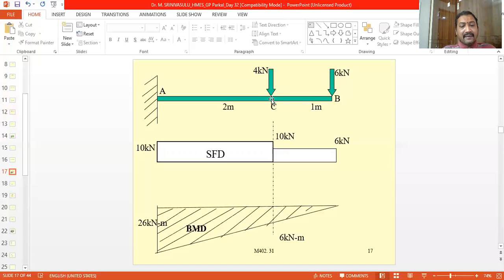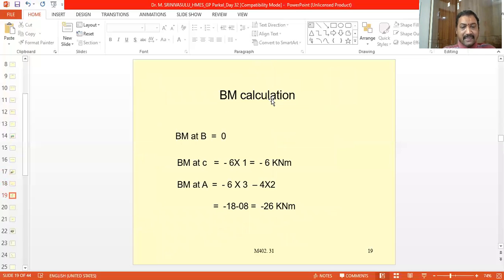So it is negative. Therefore the bending moment at point C, that is BM at point C, is equal to minus 6 into 1. So this is equal to minus 6 kilonewton meters. That is the bending moment at point C.